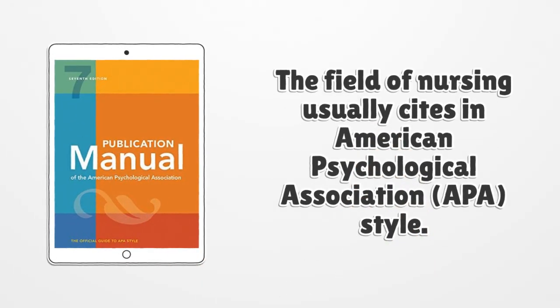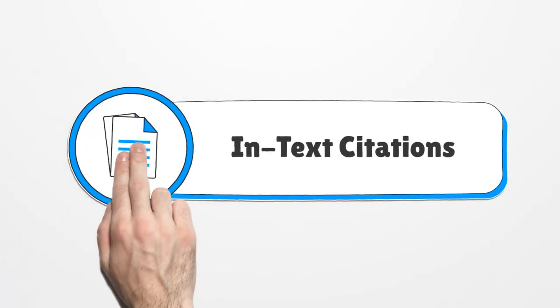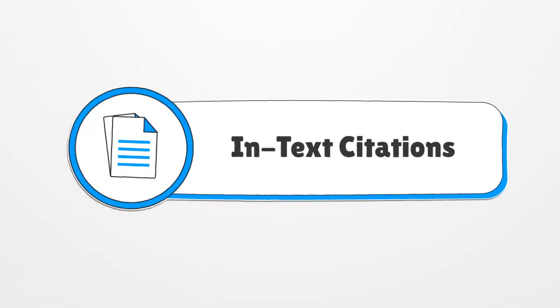APA style is the most common citation style used for nursing. Remember, there are two types of citations that you must include for each source: in-text citations and reference list entries. The following examples will serve as a general guide to citing articles in APA format. The standard form for an in-text citation in APA style is author, last name, comma, date in parentheses.